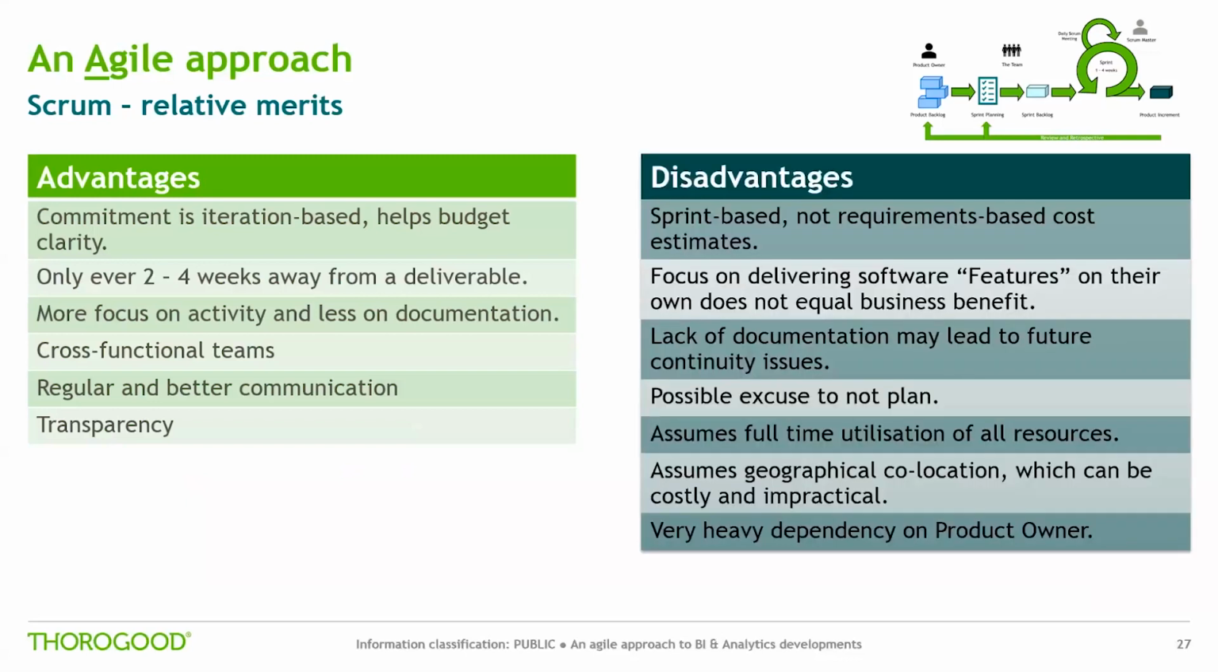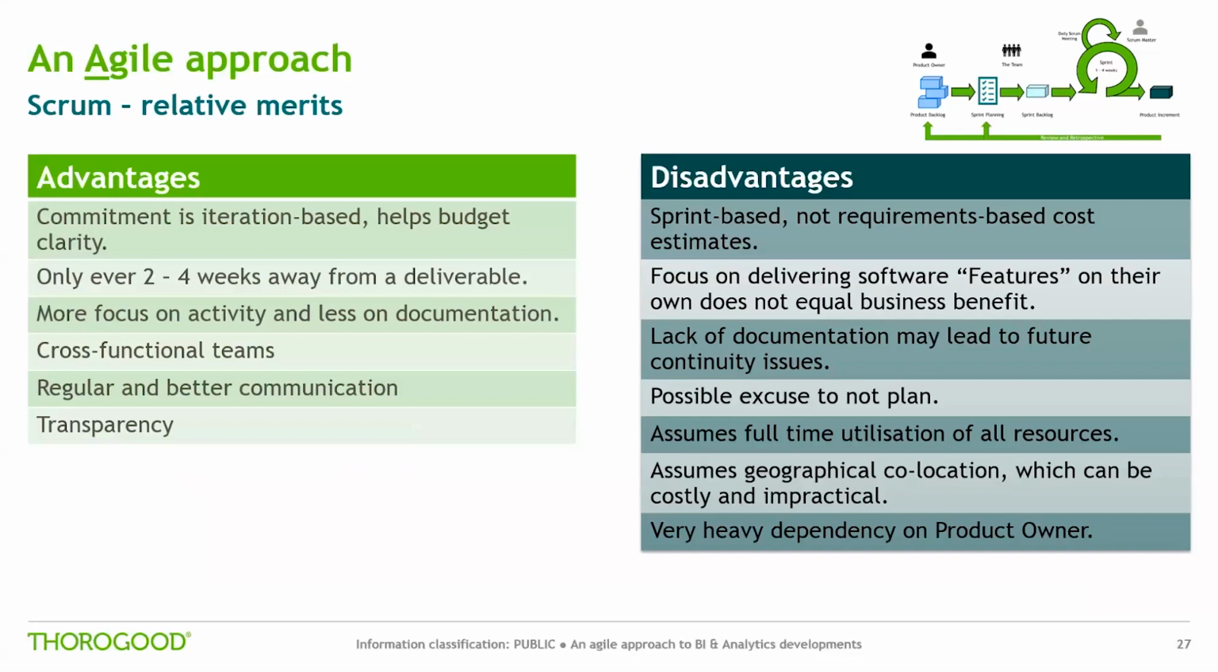Some disadvantages of a Scrum approach are that cost estimates that are based on a number of sprints may not relate to the delivery of the full set of requirements depending on progress in each sprint. Focus on delivering software features on their own does not equal business benefit. Functionality may only be deliverable once core components are completed. The requirement to deliver business value at the end of each sprint will not make sense in all cases. The lack of documentation may lead to future continuity issues.